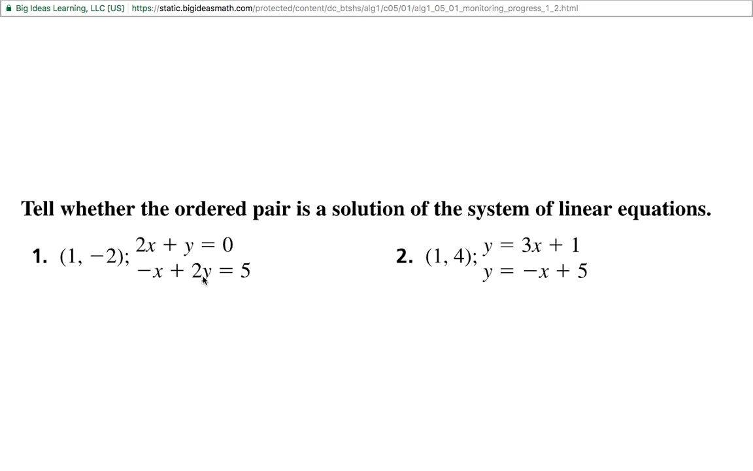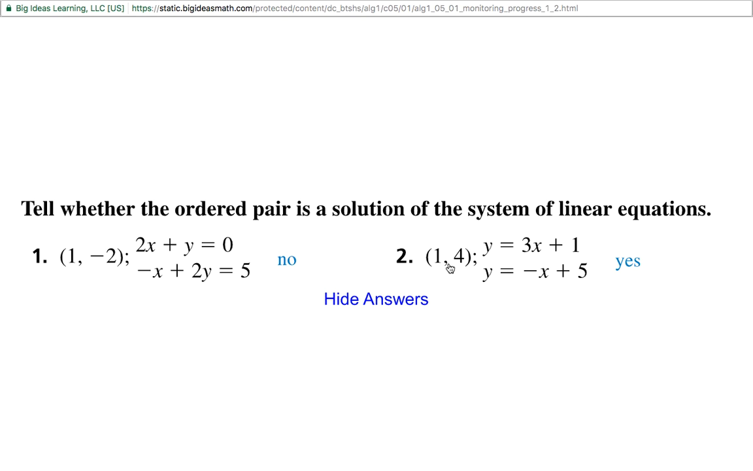All right. Here's the answer. No and yes. When you plug in over here, 1 for the x. 2 times 1 is 2. 2 plus a negative 2 is 0. This one works. But when you plug in down here, 1 goes in here for that x, which is negative 1. Negative 2 goes here. 2 times negative 2 is negative 4. Negative 1 plus negative 4 is negative 5. Negative 5 is not equal to 5 there.